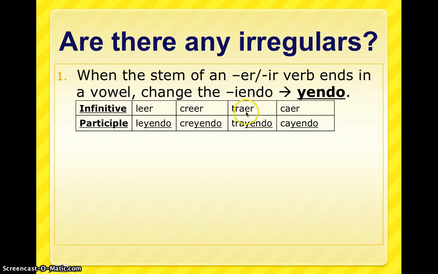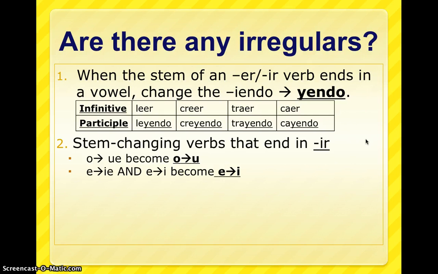So if we take off our ER, we have a vowel right at the end of the stem. That means that the I has to change to a Y. Now this only happens in ER and IR verbs because it's this I that we're changing. So if it were an AR verb, we don't have an extra vowel right here that we need to change.